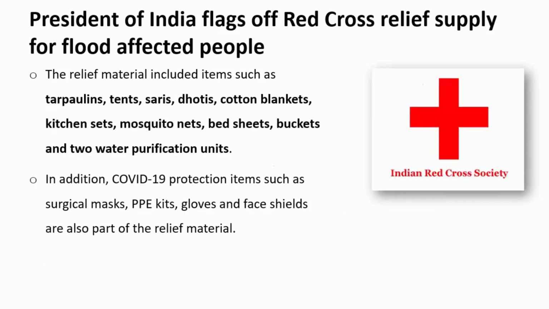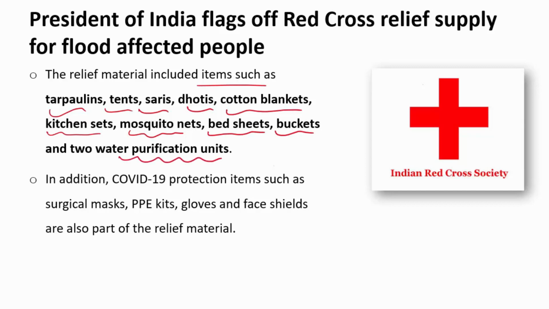Now, what will be there in the relief supply material? It includes tarpaulins, tents, saris, dhotis, basically clothing items, cotton blankets for the winter season or colder temperatures, kitchen sets for cooking, then mosquito nets, because the vulnerability to mosquito bites and the diseases caused by them is very high in these types of situations, bed sheets, buckets and 2 water purification units.